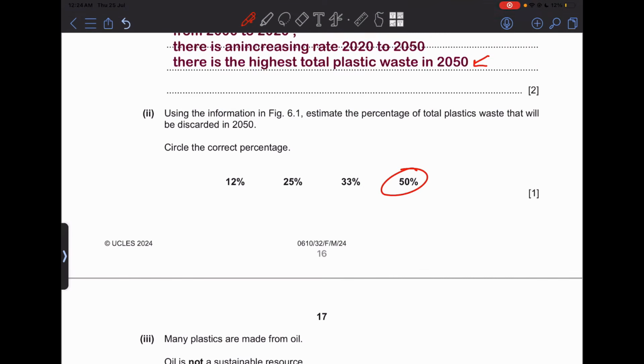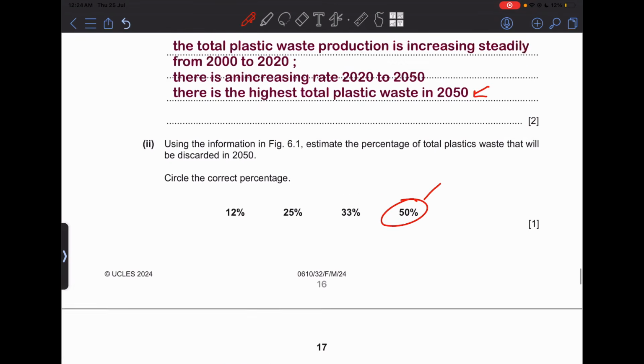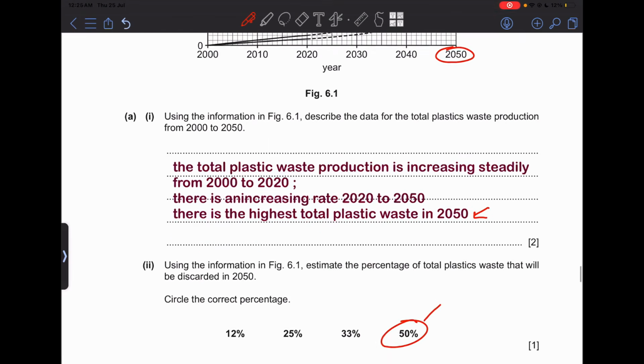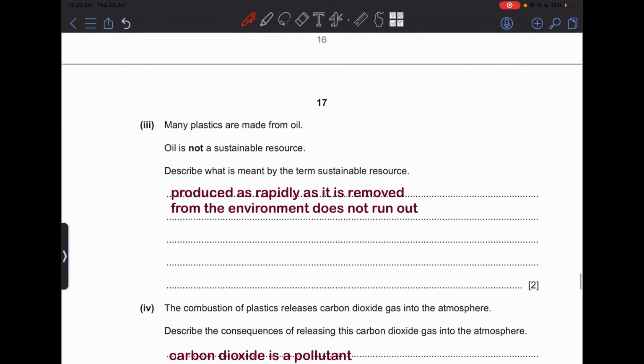Double I, using the information in figure 6.1, estimate the percentage of total plastics waste that will be discarded in 2050. Circle the correct percentage. So you're going to be choosing the highest percentage because 2050 was the highest in everything, like total plastic waste or plastic discarded and everything. So you're just going to choose the largest or the highest percentage.